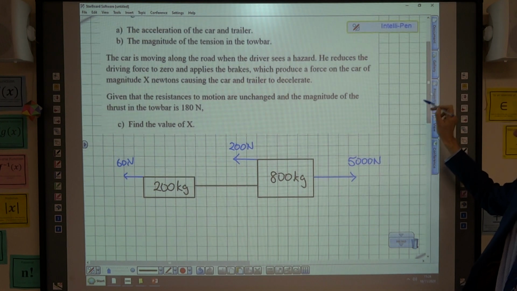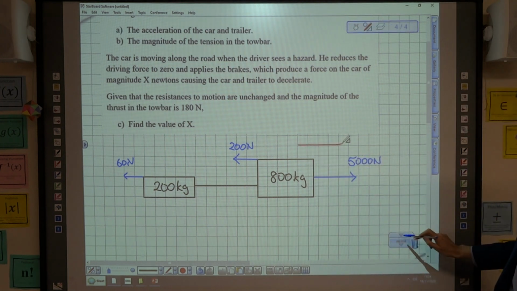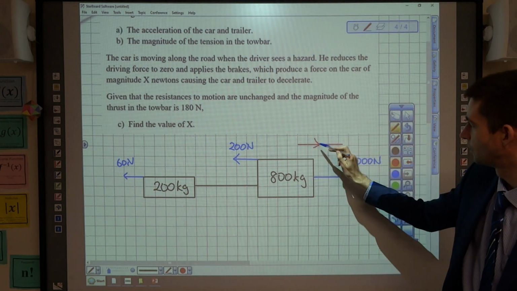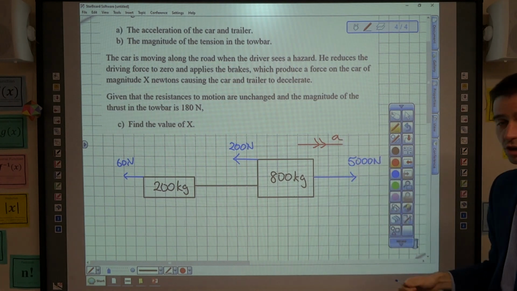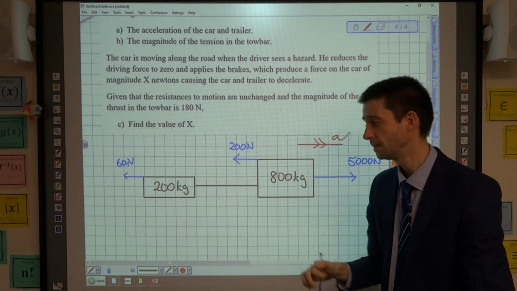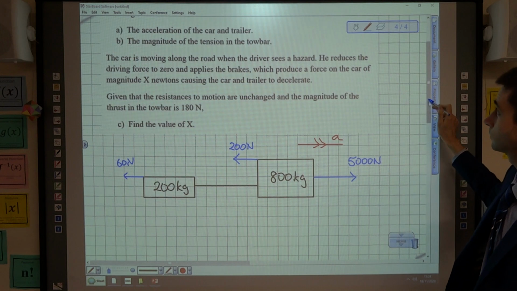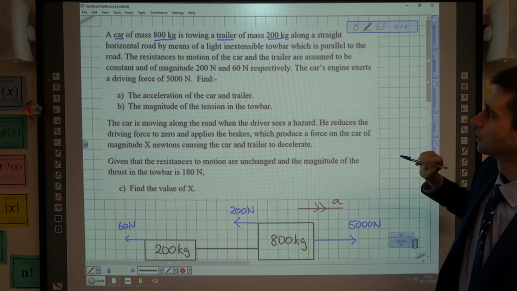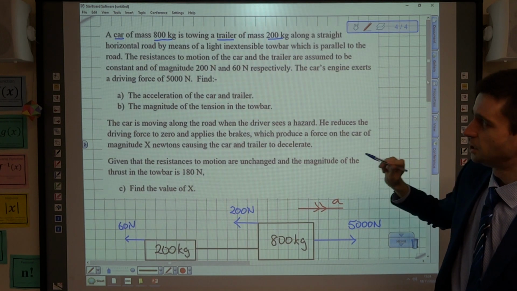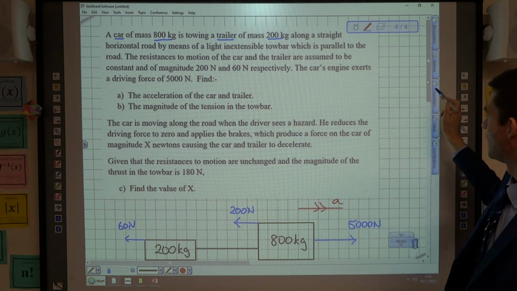What I'll also add is an acceleration or a direction of motion arrow to show that the car and the trailer are travelling in this direction because the car is pulling the trailer. And then just check the information. The car's engine exerts a driving force of 5,000 newtons. Find the acceleration of the car and the trailer.